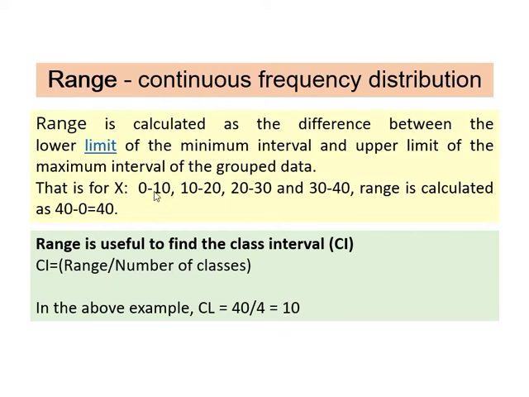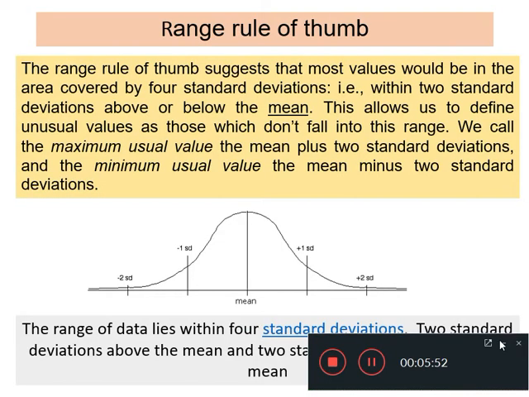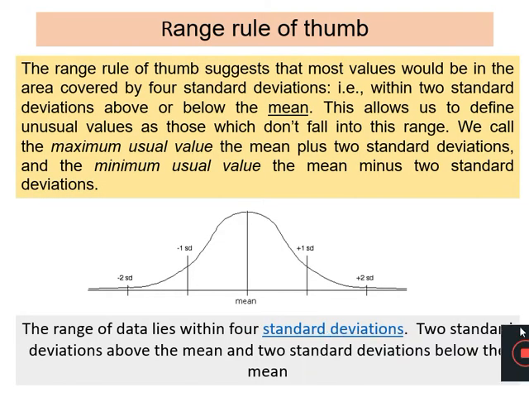So, the width of each class interval is 10: 0 to 10, 10 to 20, 20 to 30, like that. If you have the range and the number of classes, you can determine the width of the class interval. There is a relationship between the range and standard deviation, which is stated by the range rule of thumb. It suggests that most values would be in the area covered by 4 standard deviations.